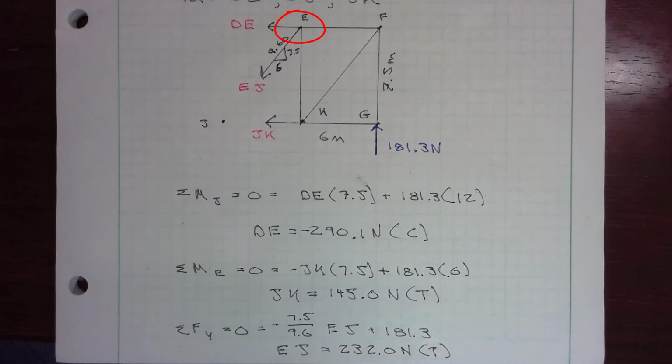Then I'll use the summation of the forces in Y, and because I know the diagonal distance, I can use the ratio 7.5 divided by 9.6 as the Y component. I solve for EJ, and I get 232.0 newtons. It's positive, so I assumed correctly, and it is in tension.